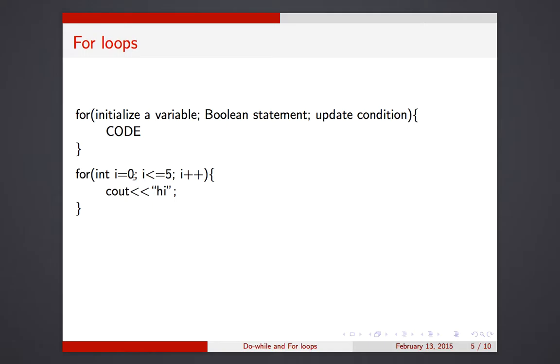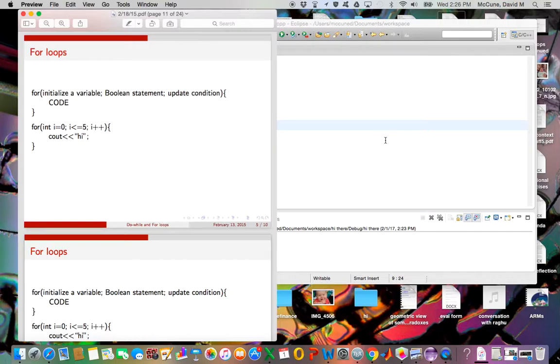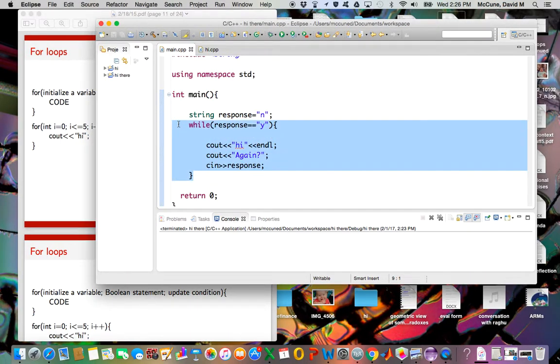So i is 0. That's less than or equal to 5. I'll run the loop. When I get to the end of the loop, it will up the value of i to 1. 1 is still less than or equal to 5, so I will run the loop again and then up the value of i again to 2, etc. So this loop will run 6 times for i equals 0, i equals 1, 2, 3, 4, 5, and then it will stop. So let me just put that over here.